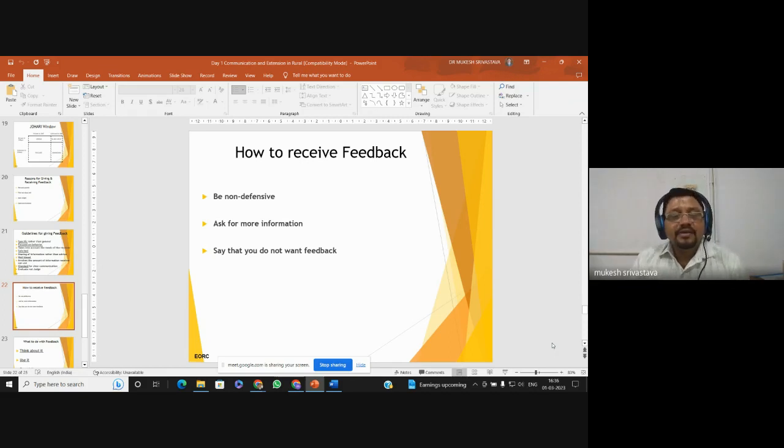Now, it is very important how to receive feedback. Those guidelines were for how to give feedback, and these are the guidelines for receiving feedback. The first thing is be non-defensive. If some person is giving you feedback, first try to accept more and more information. Be courteous to them. Be smooth to that particular person who is giving you the information. And be non-defensive. Don't be offensive to that person.